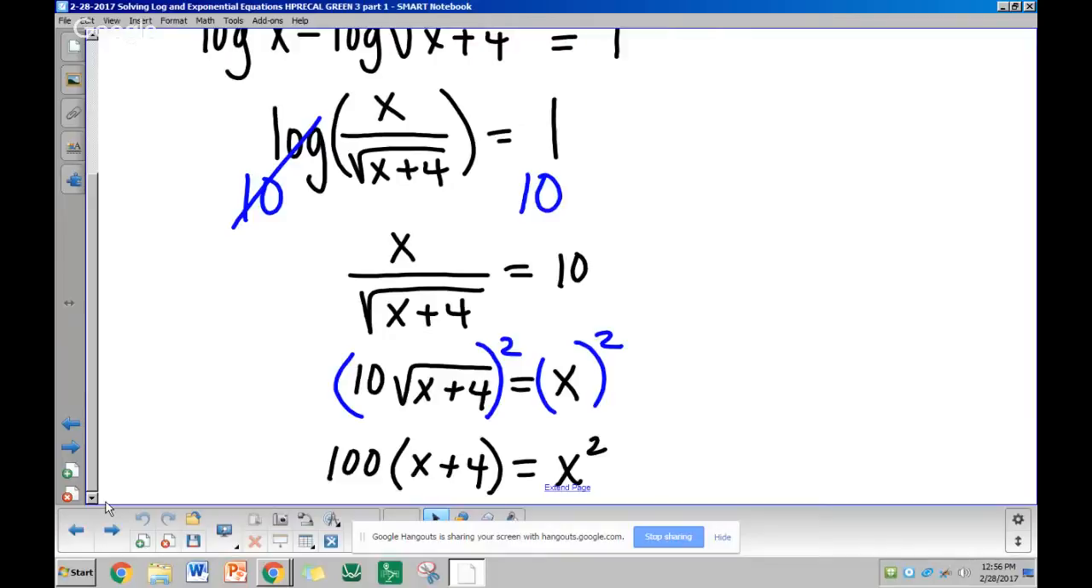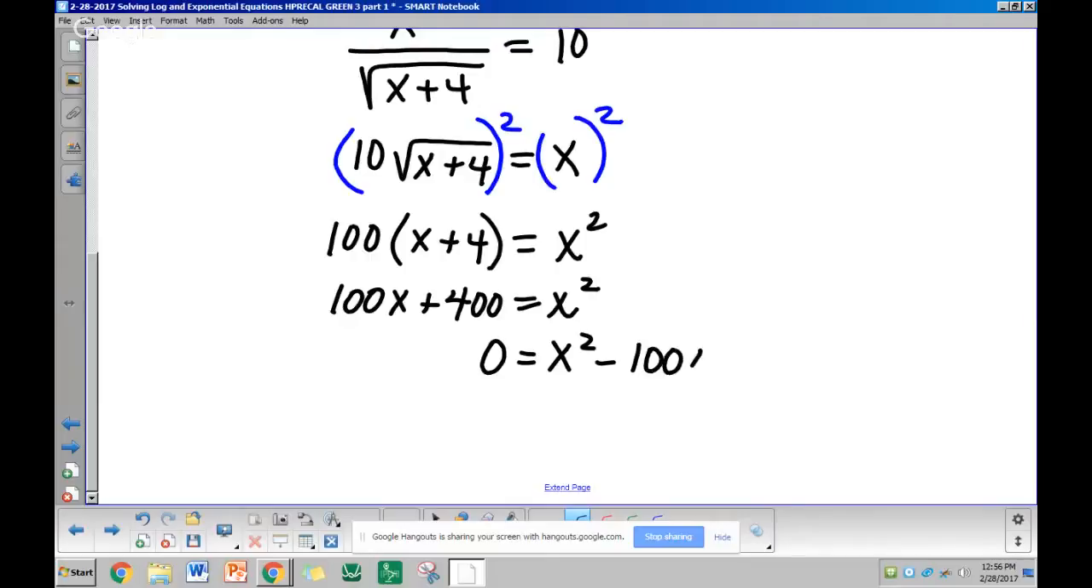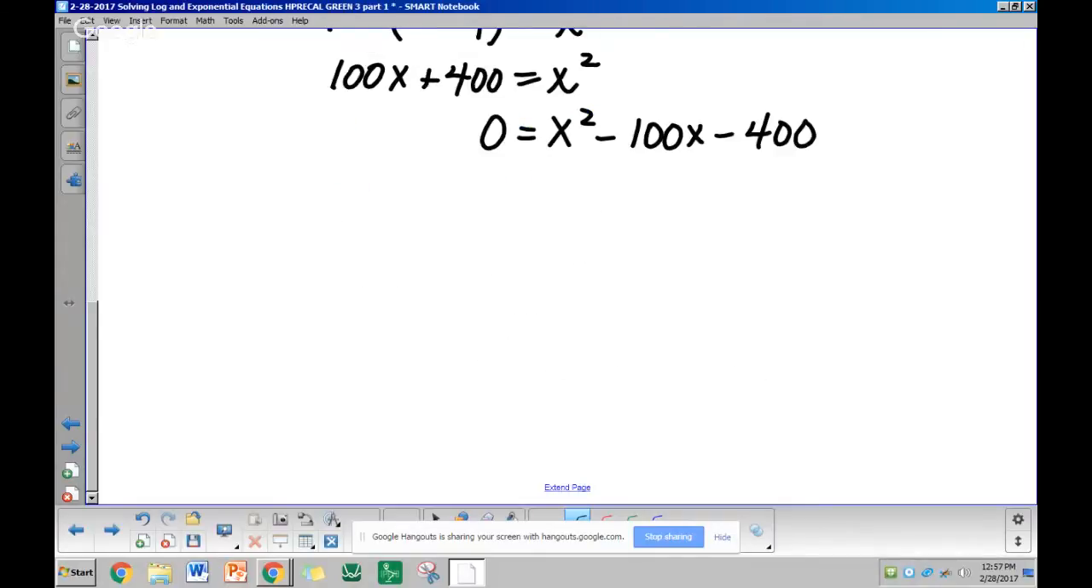Okay, so we squared both sides, introducing the possibility of extraneous solutions, but we're not going to worry about that yet. I'm going to distribute this: 100x plus 400 equals x squared. I'm going to set it equal to 0 by moving everything to the right. 0 equals x squared minus 100x minus 400. Sadly, this does not factor. We could complete the square.